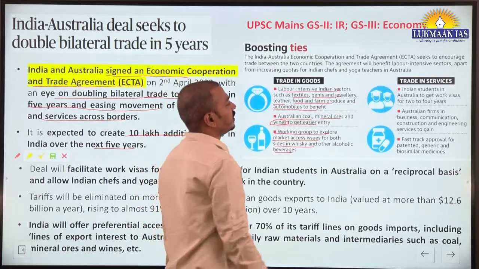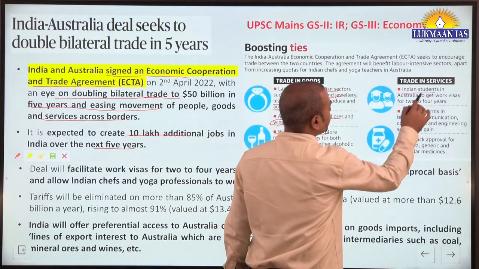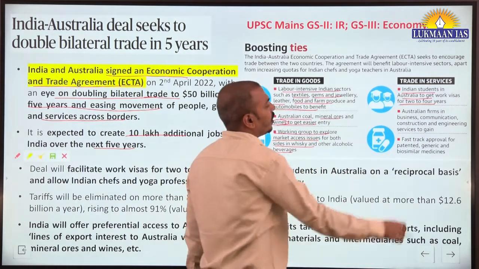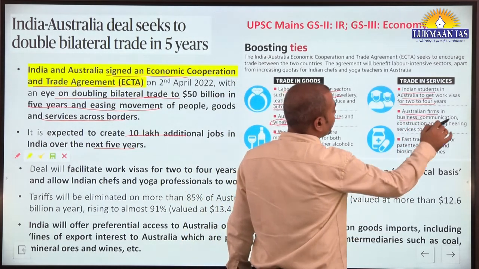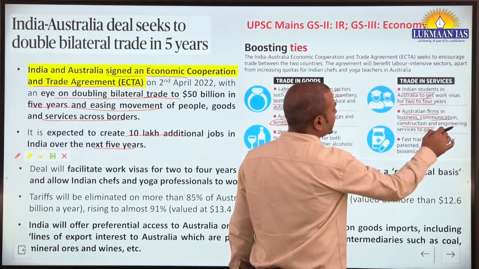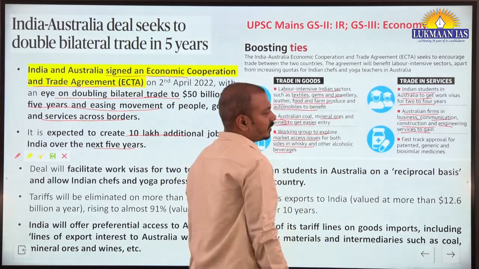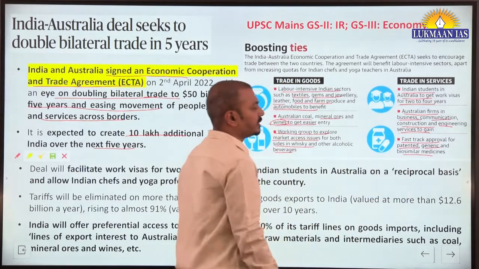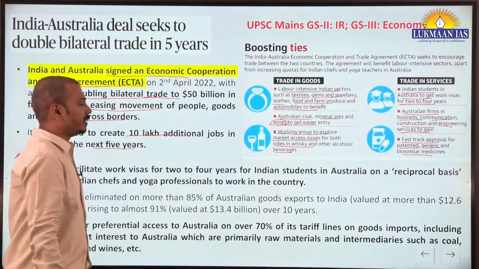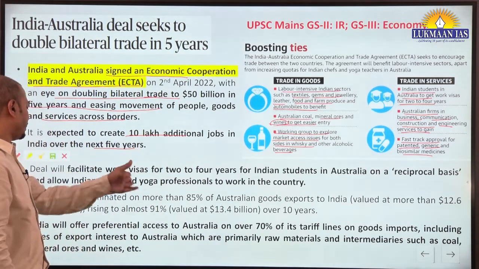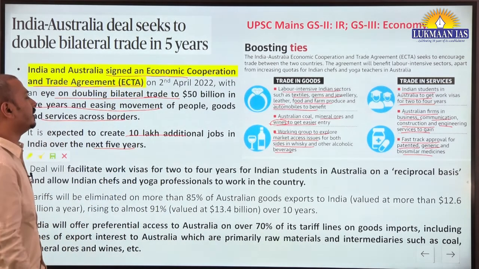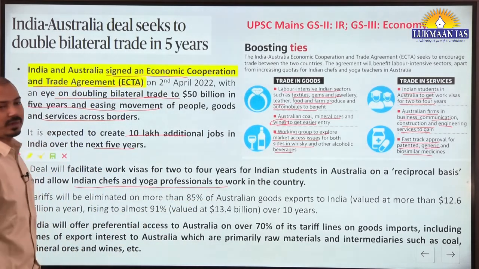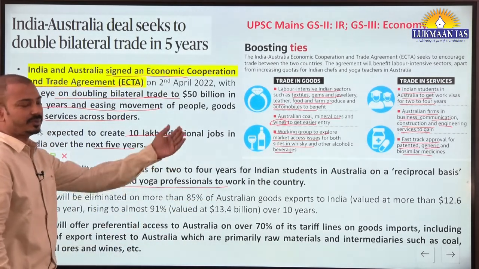Okay, then trade in services. Indian students in Australia to get work visas for 2 to 4 years. Australian firms in business, communication and construction engineering services to gain. Fast track approval for the patented, generic and biosimilar medicines. Along with that, Indian, let's say, chefs and yoga professionals, they will also be able to work in Australia. They will get the visa.